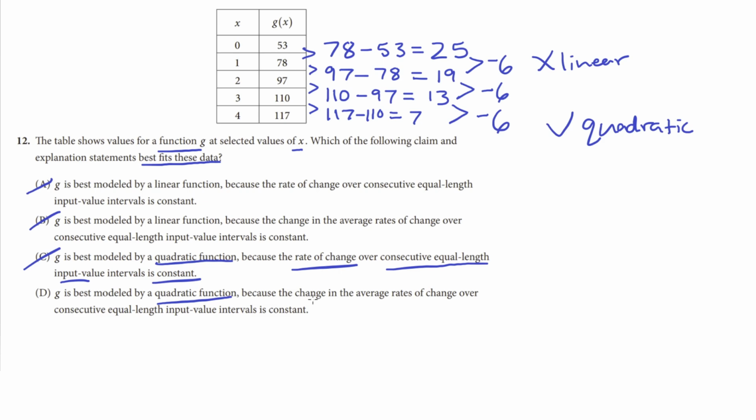While D says because the change in the average rates of change over consecutive equal length input values is constant. That's true. We had to find the change in the average rates of change, and we found those to be constant. They were all -6. So D is the correct answer.